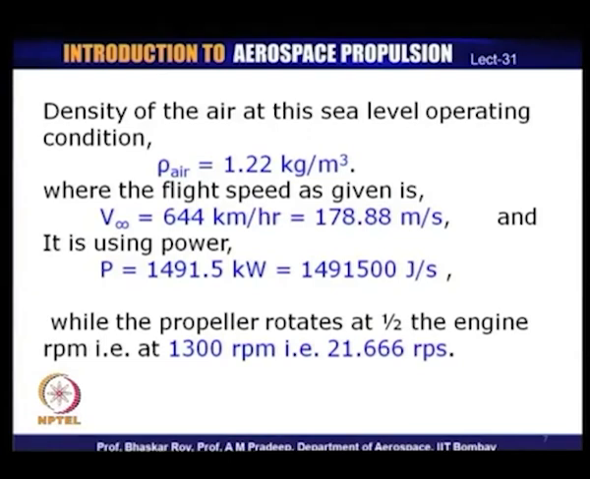And it is given that the propeller rotates at half the engine speed through a gearbox ratio of 2:1. So, it is rotating at 1300 rpm, which then translates to 21.666 rps, that is revolutions per second. So, that is the rotational speed of the propeller. Now, these are the given parameters as given in the problem statement.